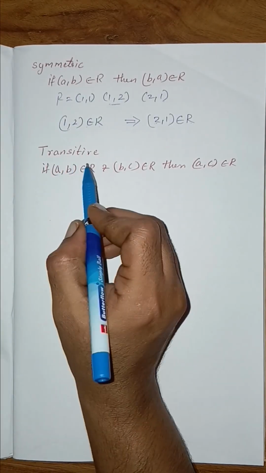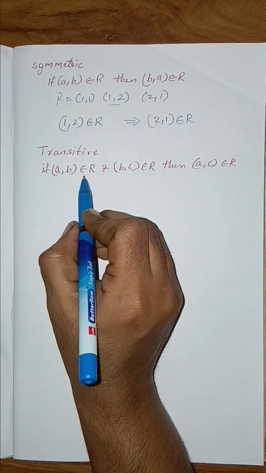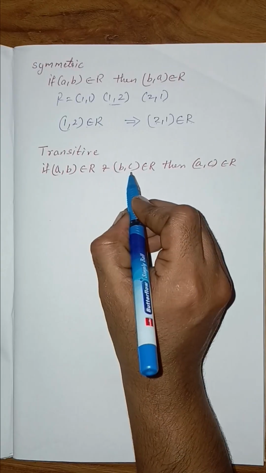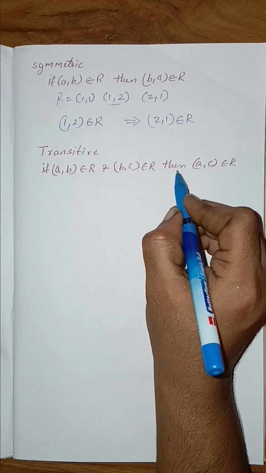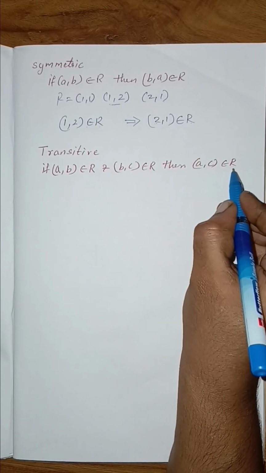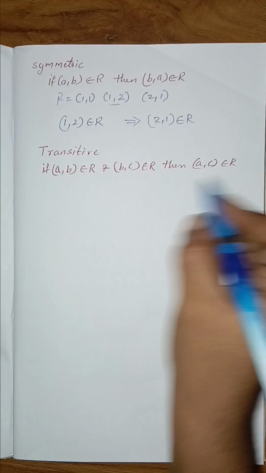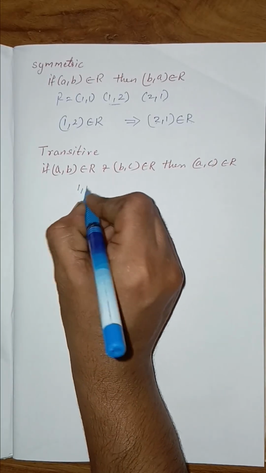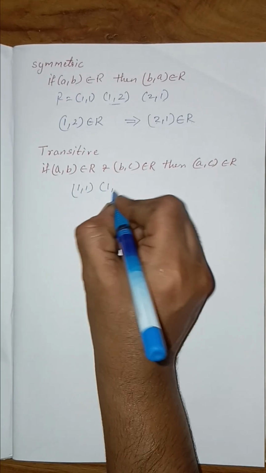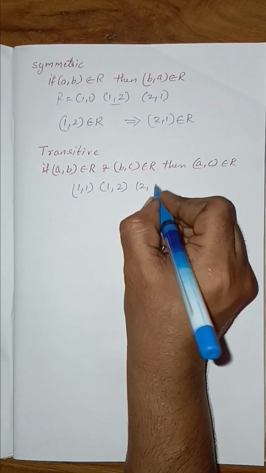Transitive. Transitive is nothing but if A comma B belongs to R and B comma C belongs to R, then that means A comma C should also belong to R. For an example, if we take 1 comma 1, 1 comma 2 and 2 comma 3.